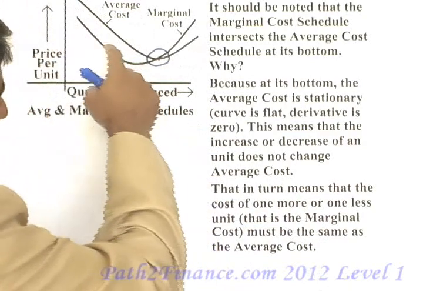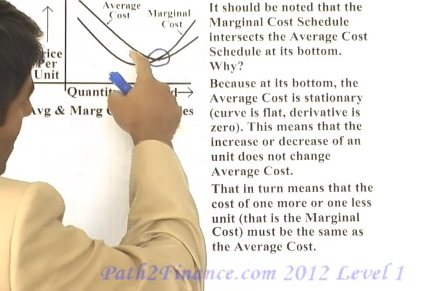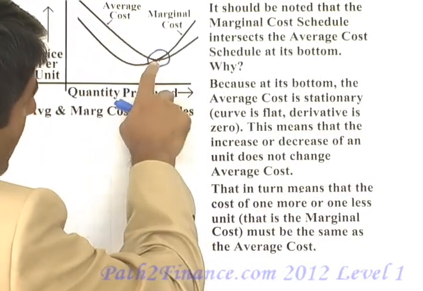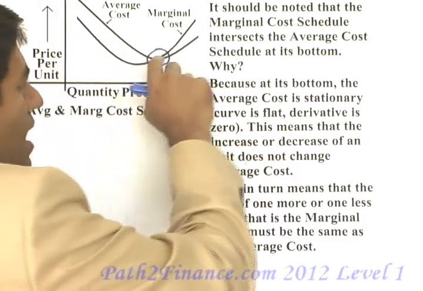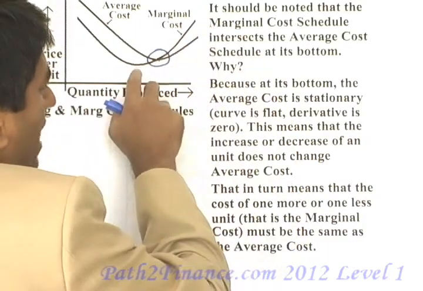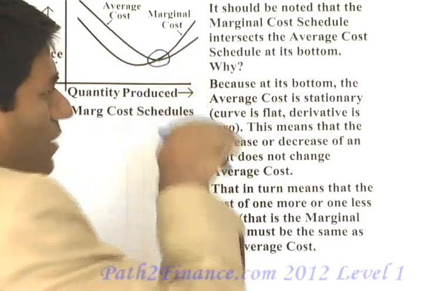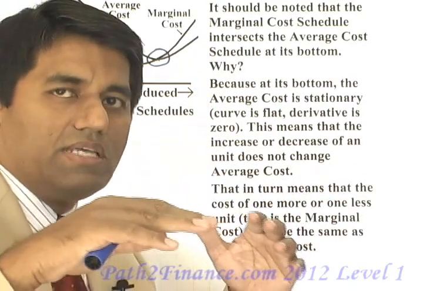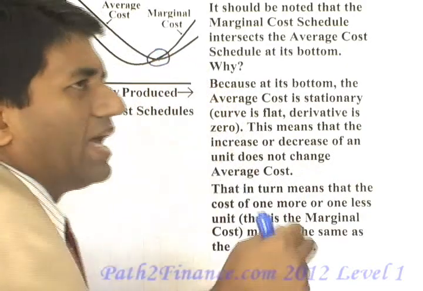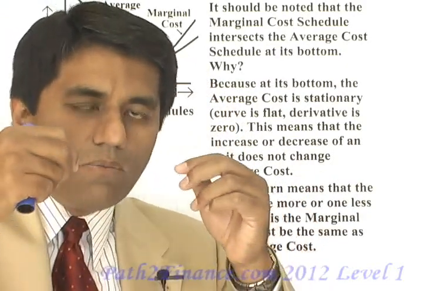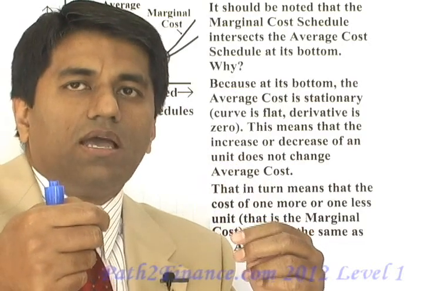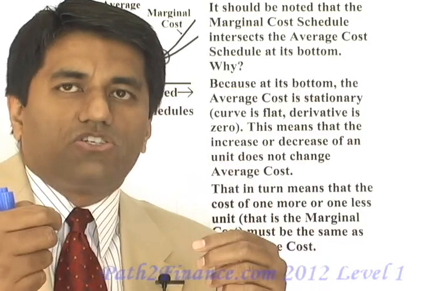So here we are in a situation where the average is declining, and then at this point it remains steady for a moment and then it increases again. So at this point, when it remains steady, it is neither increasing nor decreasing. It must mean that the marginal unit had the same cost as the average cost.